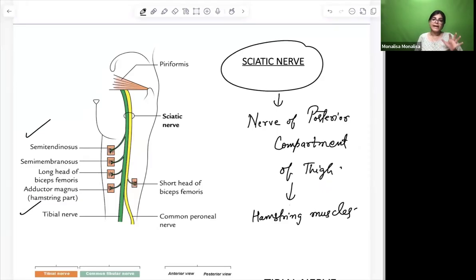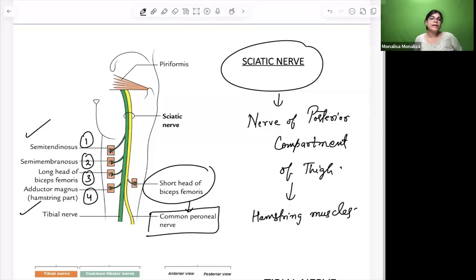The muscles of the back of the thigh are the hamstring muscles: semitendinosus, semimembranosus, long head of biceps, and the hamstring part of the adductor magnus. Only the short head of the biceps femoris is innervated by which nerve? The common peroneal part of the sciatic nerve. So basically, the sciatic nerve has two parts. One is the common peroneal part and the other is the tibial part. The tibial part of the sciatic nerve gives innervation to the muscles of the posterior compartment of the thigh. And the common peroneal part is innervating the short head of biceps femoris.